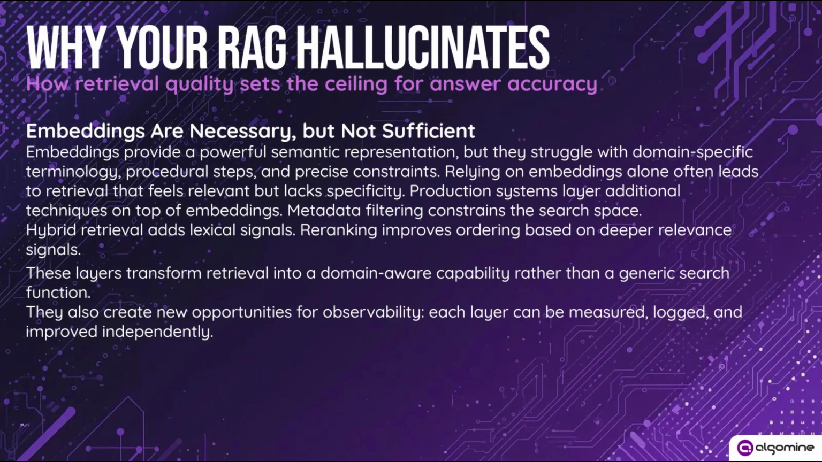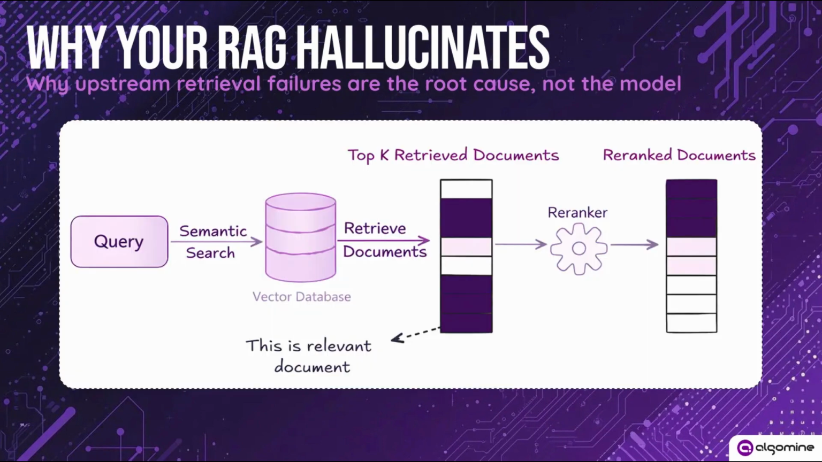Embeddings provide powerful semantic representation, but they struggle with domain-specific terminology, procedural steps, and precise constraints. Production systems layer additional techniques on top: metadata filtering, hybrid retrieval, re-ranking. These transform retrieval into a domain-aware capability.